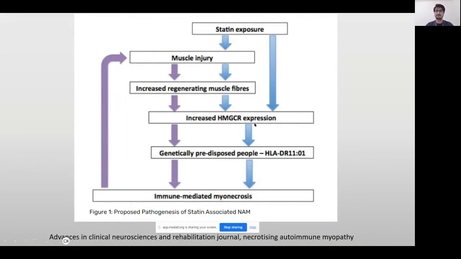Now, how does it work? Statin exposure leads to muscle injury that leads to increased regenerating muscle fibers, which causes increased HMG-CR expression, and in genetically predisposed people with HLA-DR11, that leads to immune-mediated necrosis. It's one of the proposed pathogeneses of statin-induced necrotizing autoimmune myopathy.